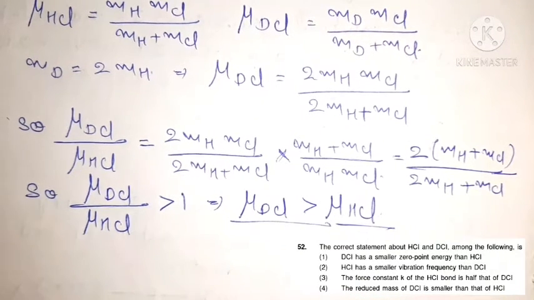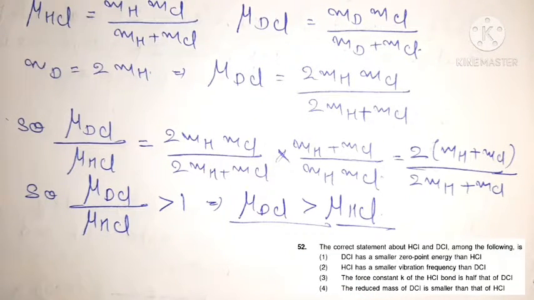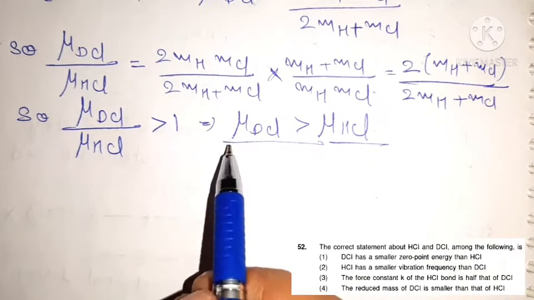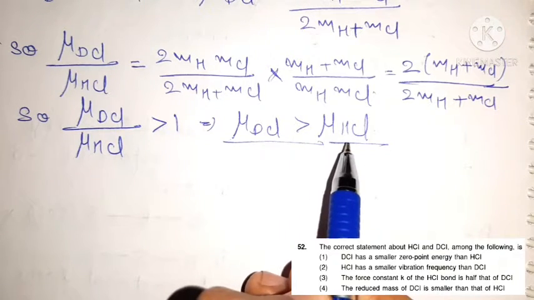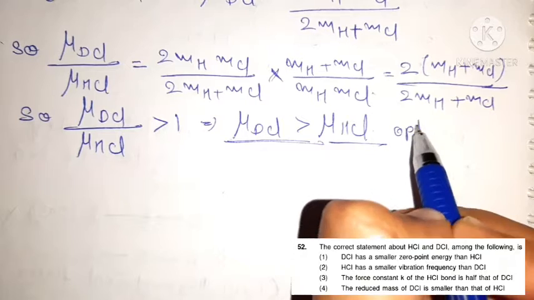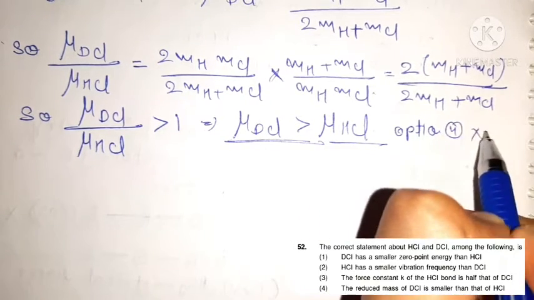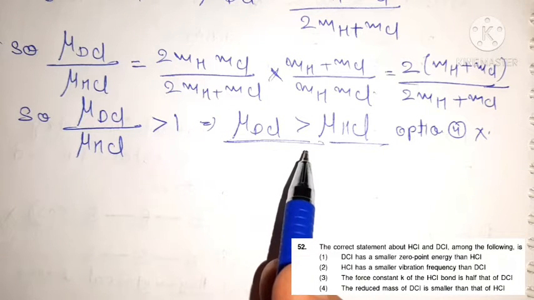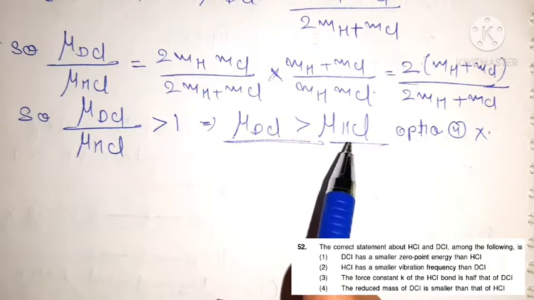So from this result we conclude that your option number 4 will be wrong. Option number 4 says that the reduced mass of DCl is smaller than that of HCl, but here we conclude that the reduced mass of DCl is greater than that of HCl. Okay, so your option number 4 will be wrong. Now we are left with 3 options. Okay, now the first conclusion is this, the reduced mass of DCl is greater than HCl.